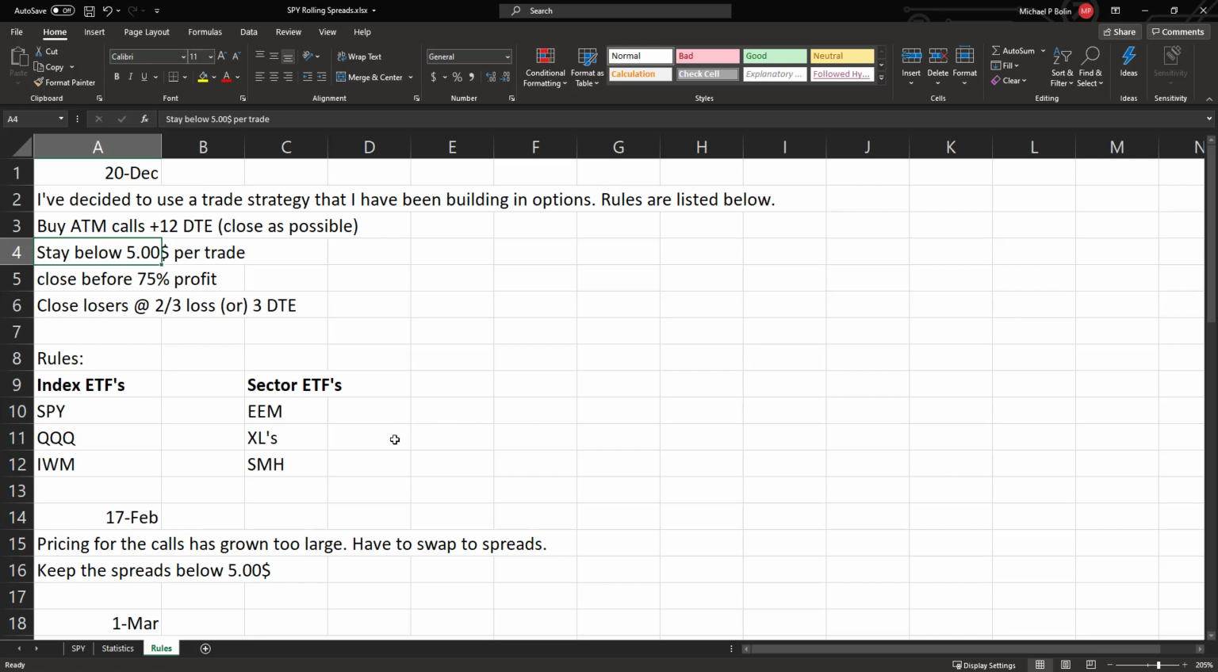I will look to make a video on the strike selection and the trade management. The trade management is right here. You close your losers at 2/3 loss, or if you get too close to expiration. Okay, that's the lump sum of it right there. And I was using 75, but you've seen in there too many losses in a row. I dialed it back. There was a point in time where I was taking 25% profit. Okay, so things had to adapt. But you got the nuts and bolts right here.